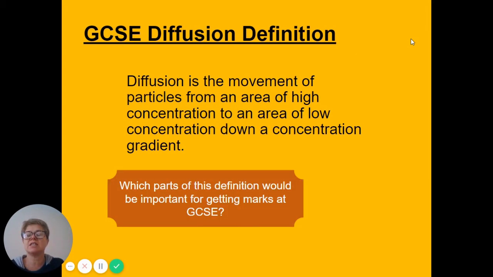So this is a GCSE definition of diffusion. Diffusion is really important at GCSE. So I just want you to read that through and think about, if you were writing about diffusion in a GCSE question, what would be the most important bits to include? So we've got diffusion is the movement of particles from an area of high concentration to an area of low concentration down a concentration gradient. So which parts of this definition would be important for getting marks at GCSE? Just read it through to yourself and think about the key phrases that are in that definition. You don't need to write this down.